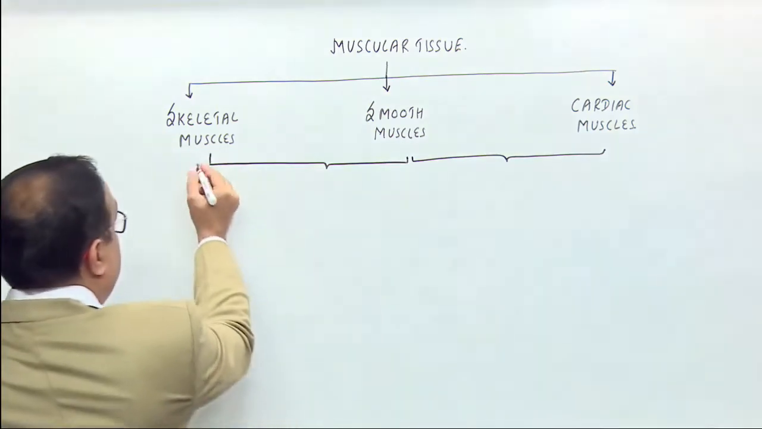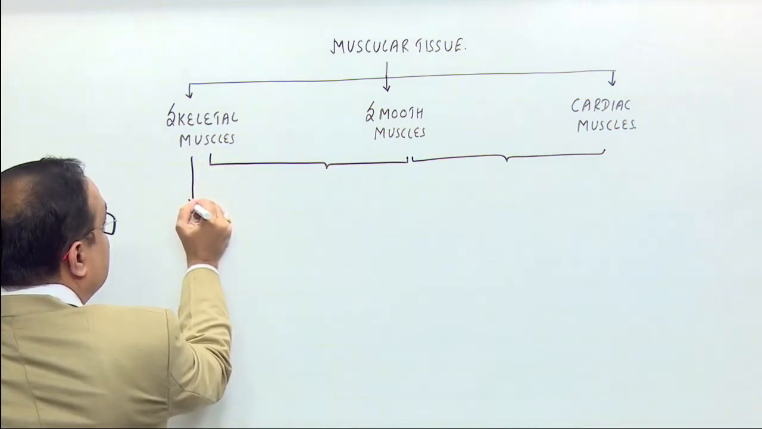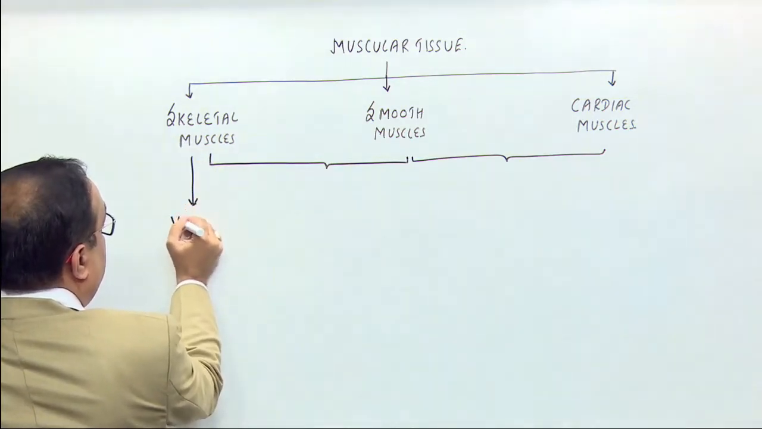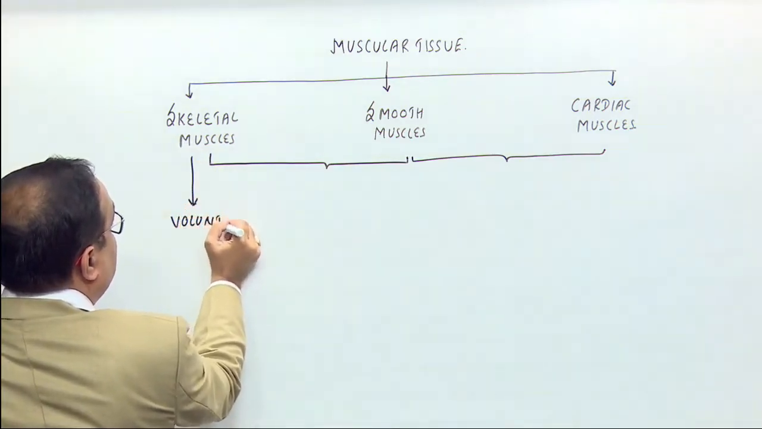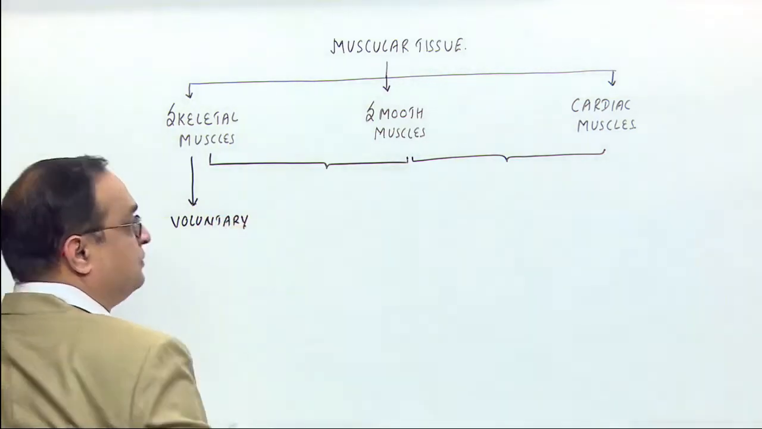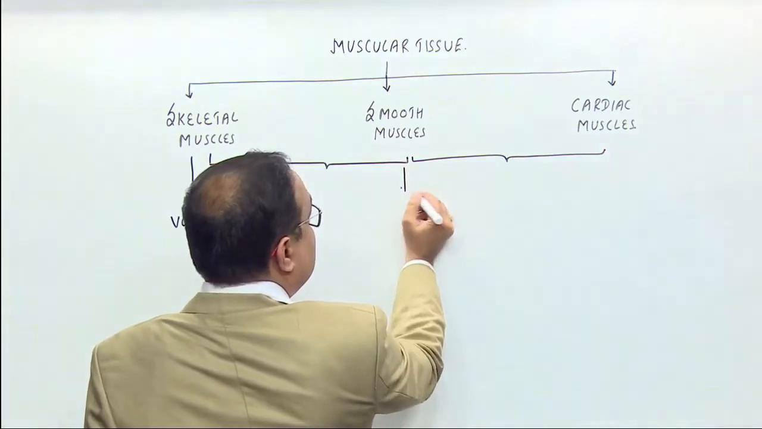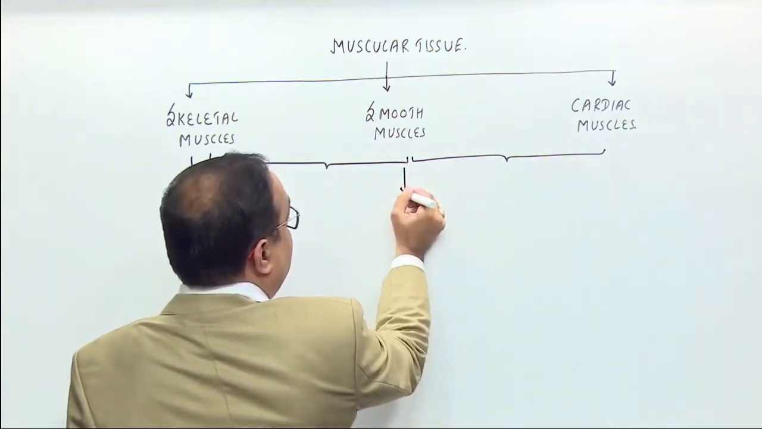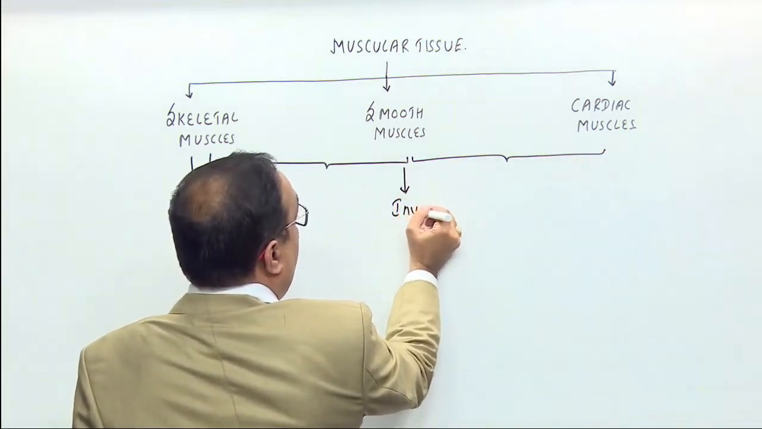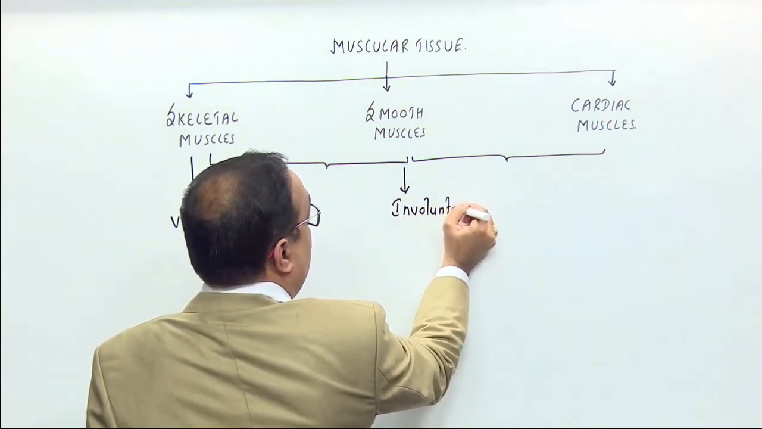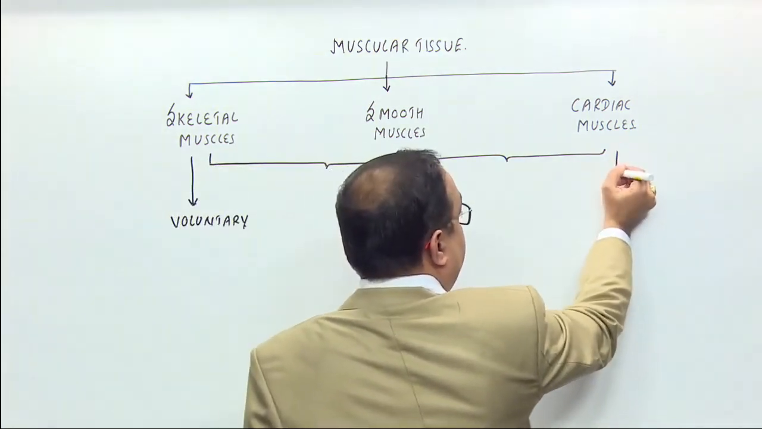See, the skeletal muscles are voluntary. They are under your conscious control. Smooth muscles and cardiac muscles are involuntary. They are not under your conscious control.